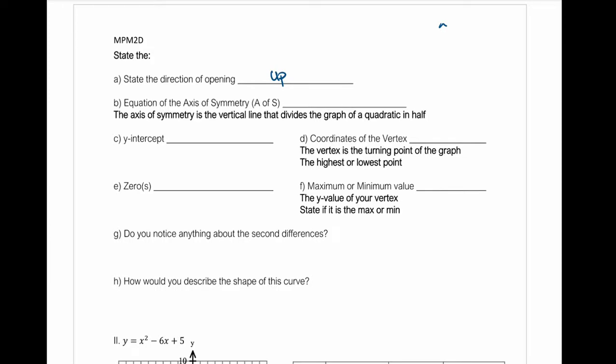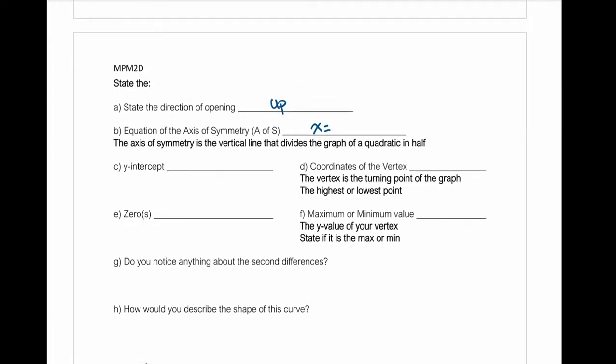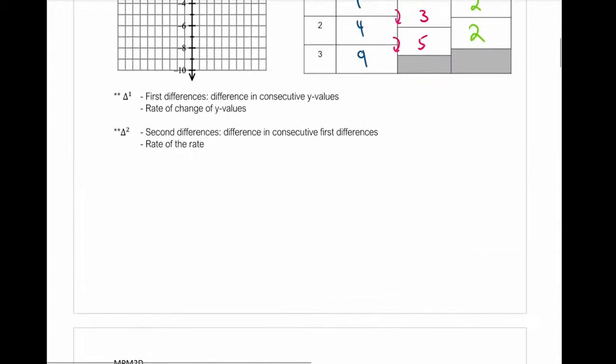The equation of the axis of symmetry, or the A of S. What the axis of symmetry is, it is basically an imaginary vertical line that divides our quadratic in half. Because it's a vertical line, we should know that it has the form x equals. In grade 9, you learned that the equation of a vertical line is x equals, whatever the x value is constant with that vertical line.